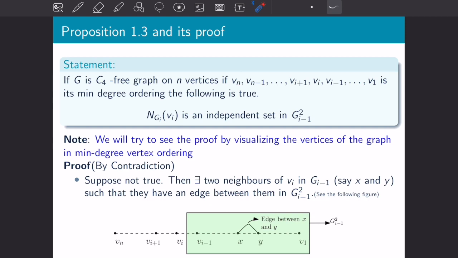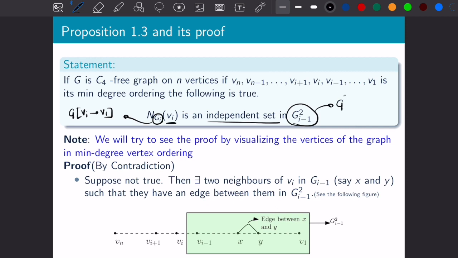What it says is that for any vertex Vi, the neighbors of Vi in graph Gi, where Gi is nothing but the graph induced by vertices Vi down to V1 in the min degree ordering, form an independent set in the graph Gi square minus 1. So this is nothing but the square of the graph formed by the vertices Vi minus 1 down to V1.